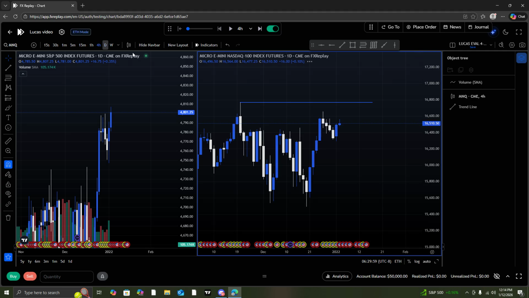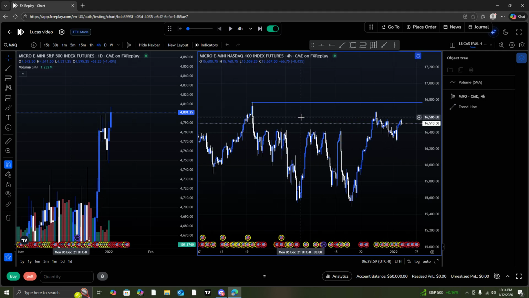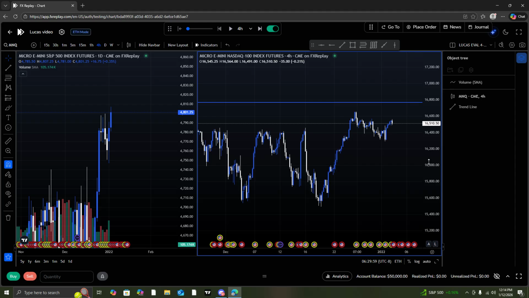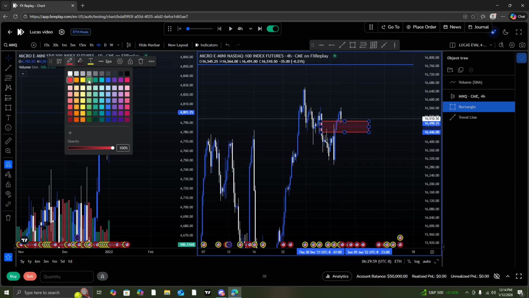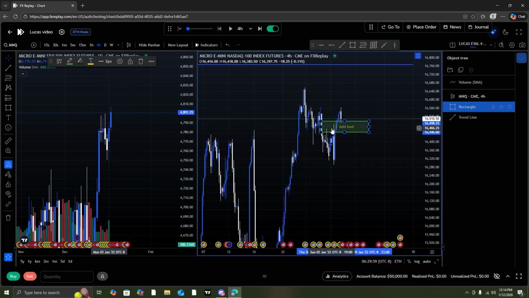Then I go to the 4 hour. I don't really mark too much unless we are currently in a fair value gap. I'll go ahead and mark this out. 4 hour inversion right here, so we can make this green. Have we already retraced? We basically did already retrace, but we'll keep it.